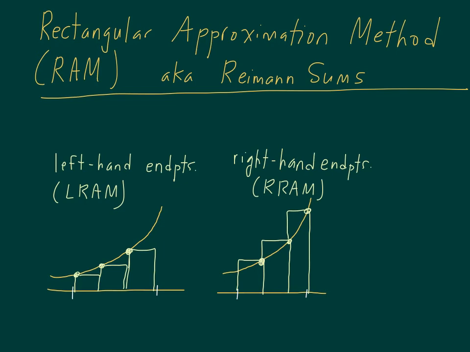All right, let's formalize here a little bit. When we use rectangles to approximate the area under a curve, we call this the rectangular approximation method, or RAM for short. It is also referred to as a Riemann sum. Remember, the R in Riemann is like the R in rectangle. So we're going to look at a few different types of Riemann sums.